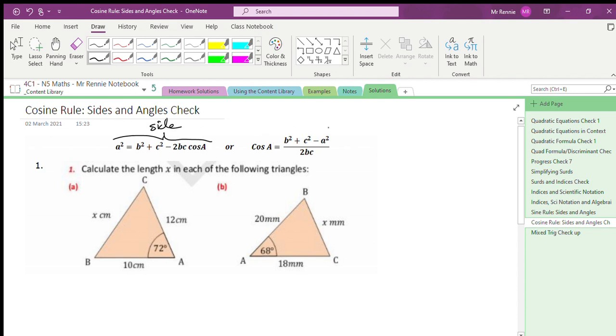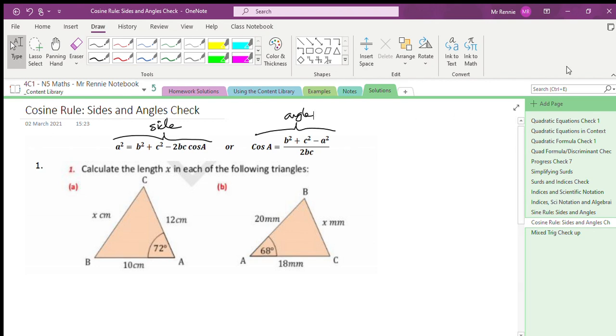If we have a missing angle, then we're going to use the cosine rule for that, which is cos A equals b squared plus c squared minus a squared, all divided by 2bc, and that's what we'll use for a missing angle. We're going to look at a couple of questions and use the formula to do it. Remember, every time we start a question, we label it, because without labeling the question we won't be able to fill in our data effectively.